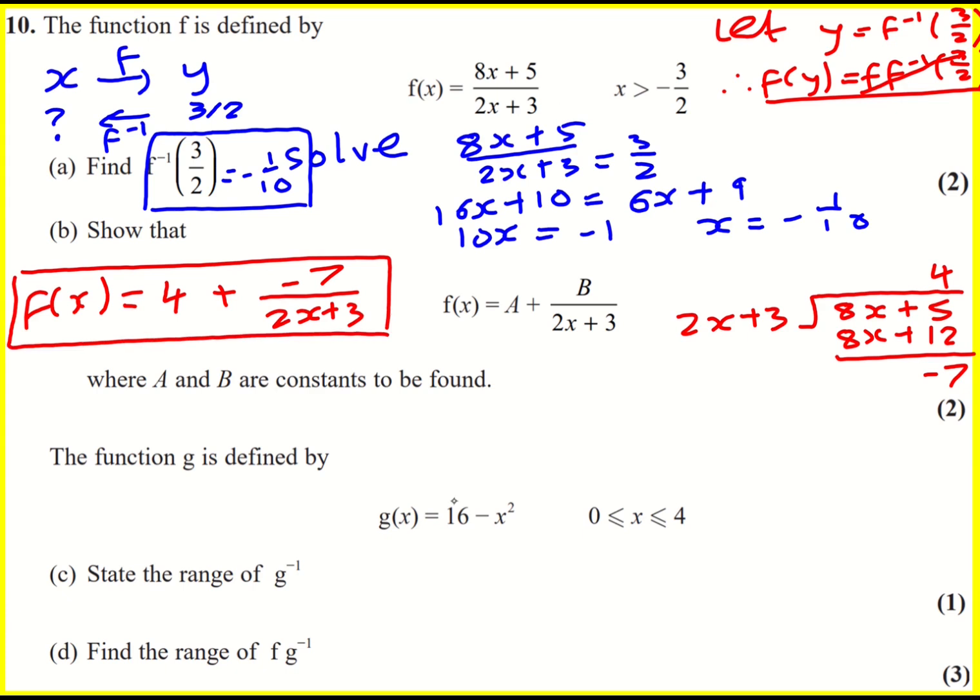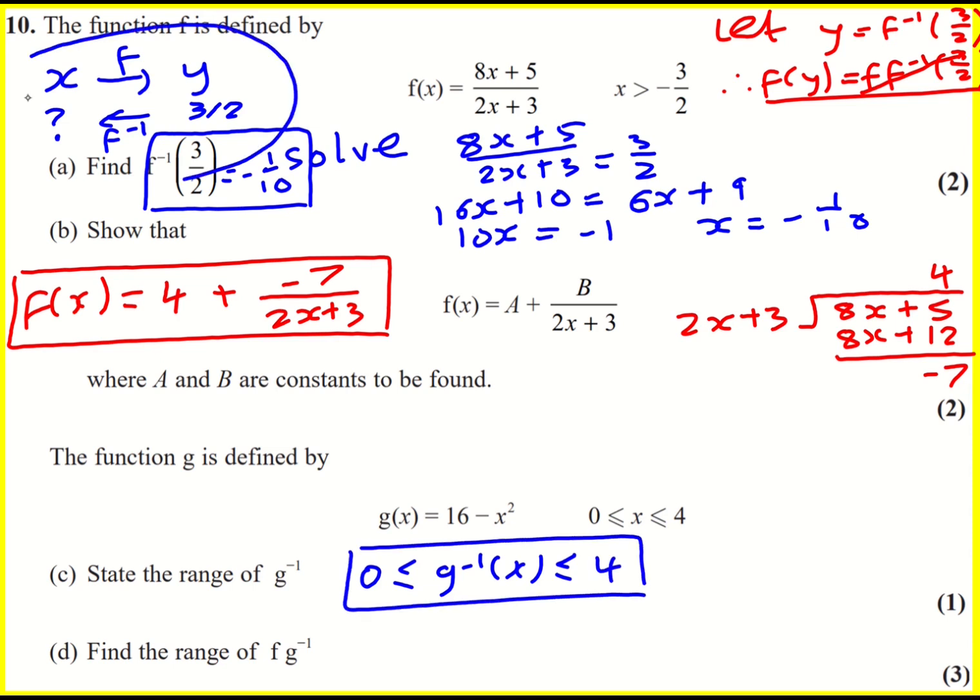Function g is then defined as g of x is 16 minus x squared, but over this restricted domain, 0 to 4, state the range of the inverse. Actually, this is very quick. The range of the inverse is essentially the same as the domain of the original function. So it's just going to be 0 less than or equal to the inverse less than or equal to 4.